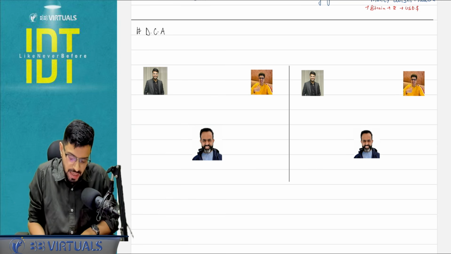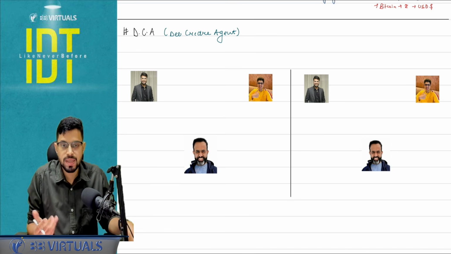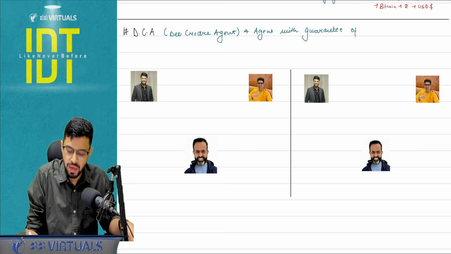Now what is a DCA? DCA is a Del Credere Agent. So this is the full form. What is the meaning, sir? DCA means an agent with a guarantee of payment. Agent with a guarantee of payment to principal.